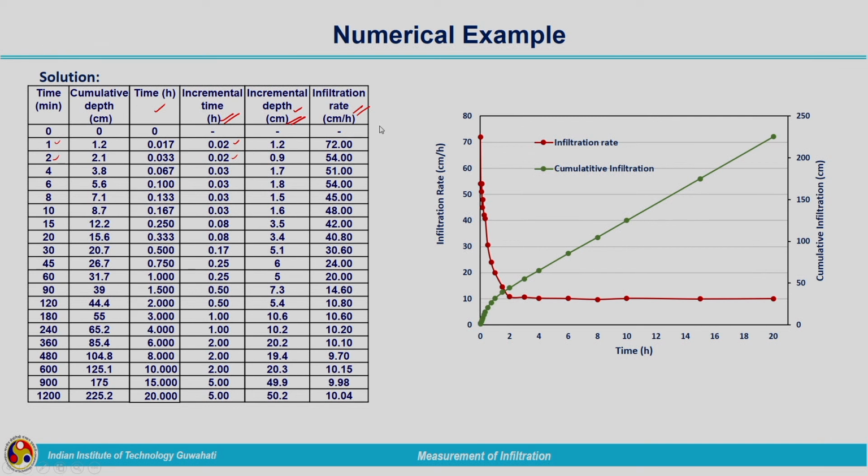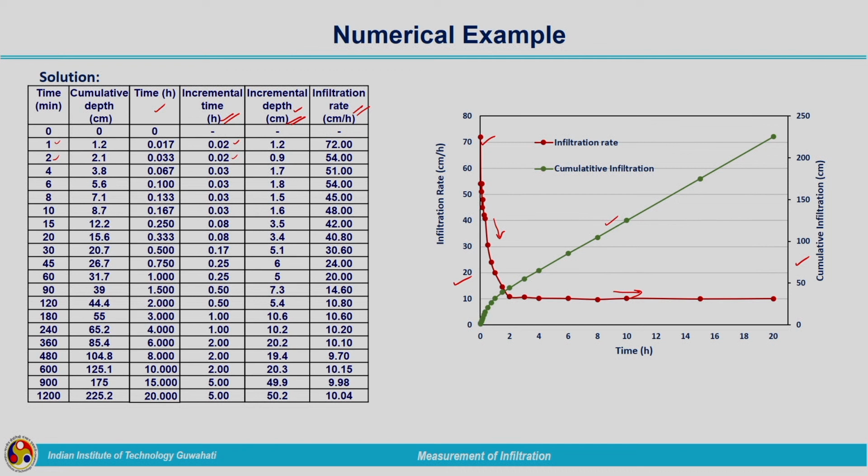So, when we plot, we can get the infiltration rate like this. Initially high infiltration is there, then it comes down and reaches a steady state value. This red curve is representing the infiltration rate, and infiltration rate is marked on the primary y axis. Along the secondary y axis, I have marked the cumulative infiltration in centimeters, and the time axis is common to both infiltration rate and cumulative infiltration. This green line is representing the cumulative infiltration curve.